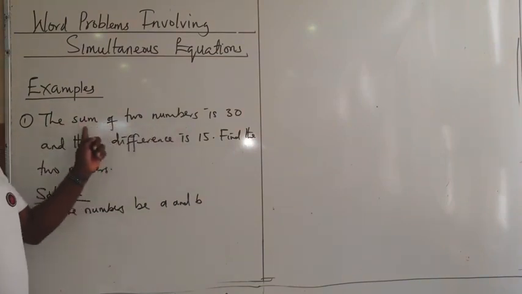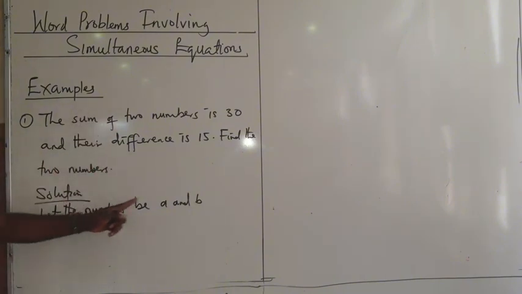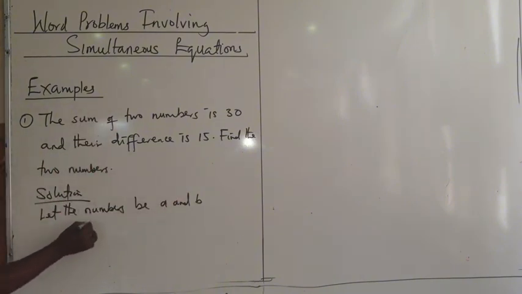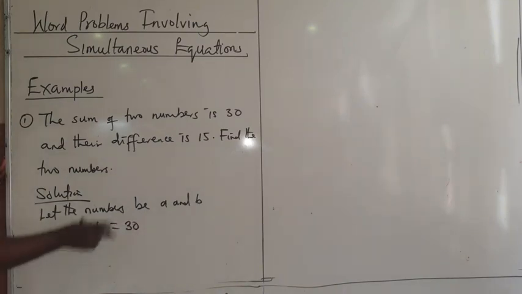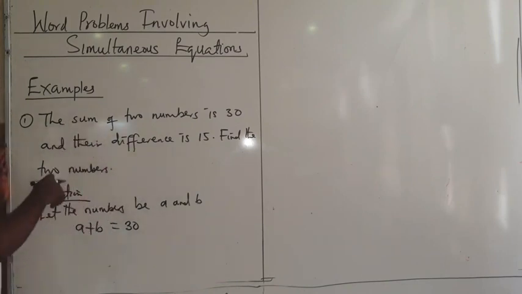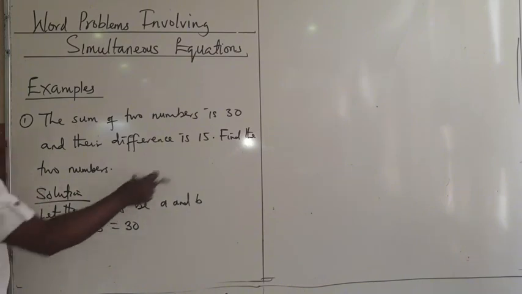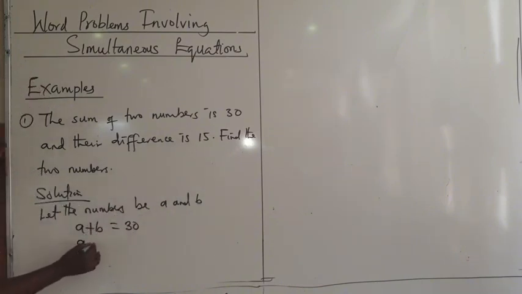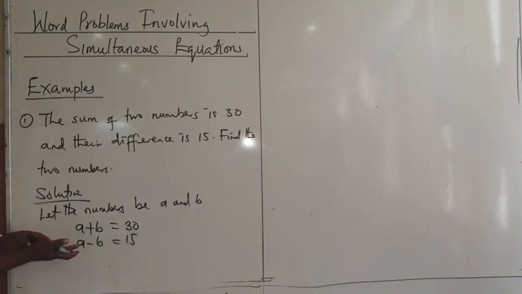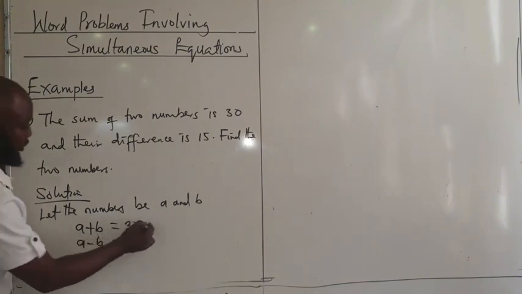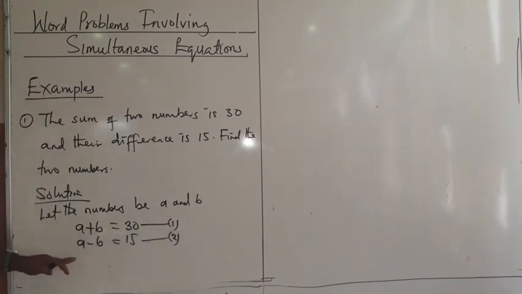Sum of two numbers. Sum means addition. Addition of two numbers, that is addition of A and B, that means A plus B equals 30. And the difference, when you subtract the two numbers, that is A minus B is equal to 15. You can see we have two equations with two variables here. So this is going to be equation 1, and this is going to be equation 2.